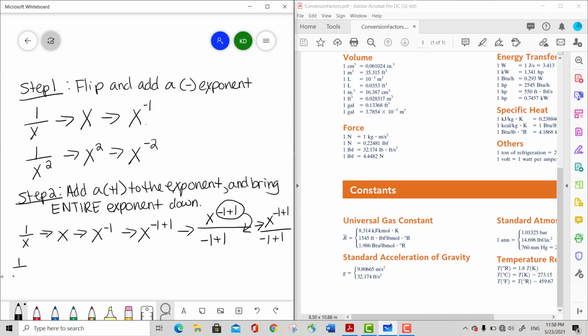So let's do this one. X to the 2. So flip it. X to the negative 2. X to the negative 2 plus 1. And then x to the negative 2 plus 1 over negative 2 plus 1. That's the same thing. Bringing it down. Okay, so that's what you're left with.